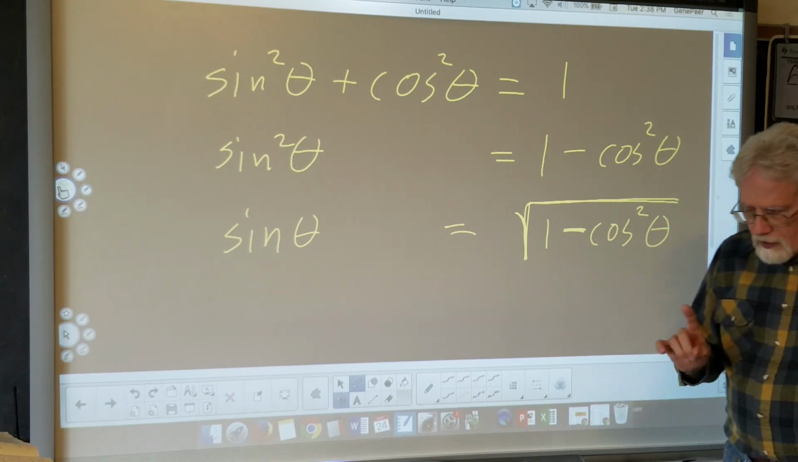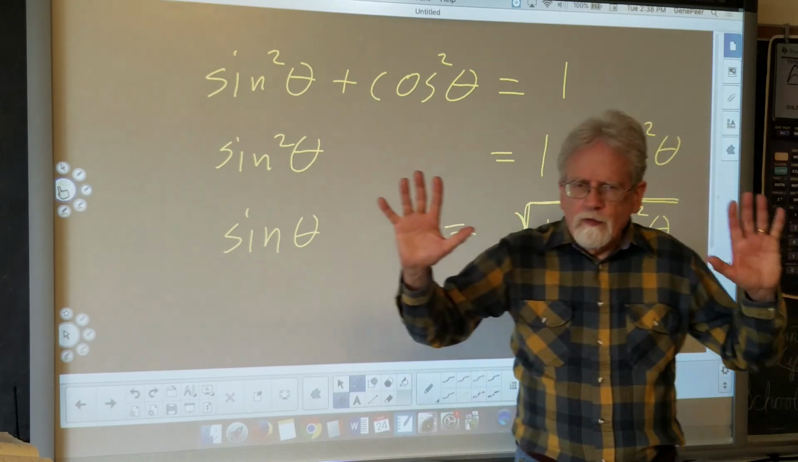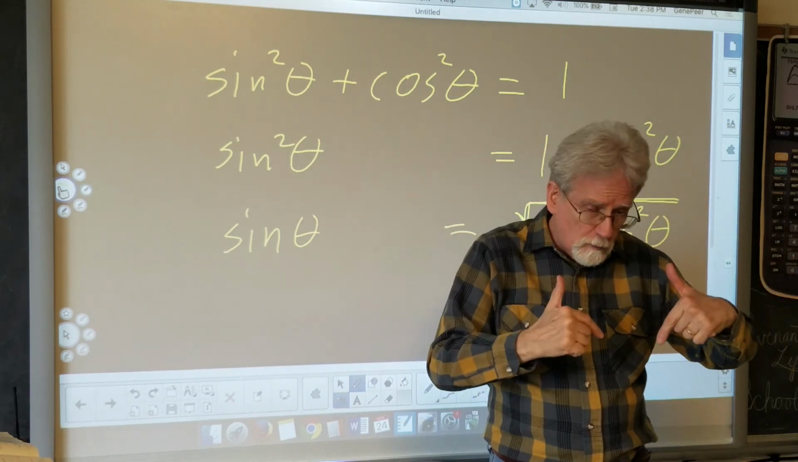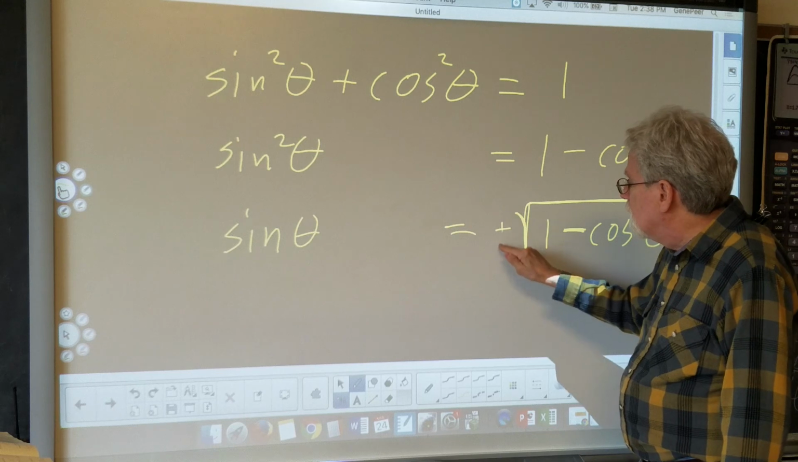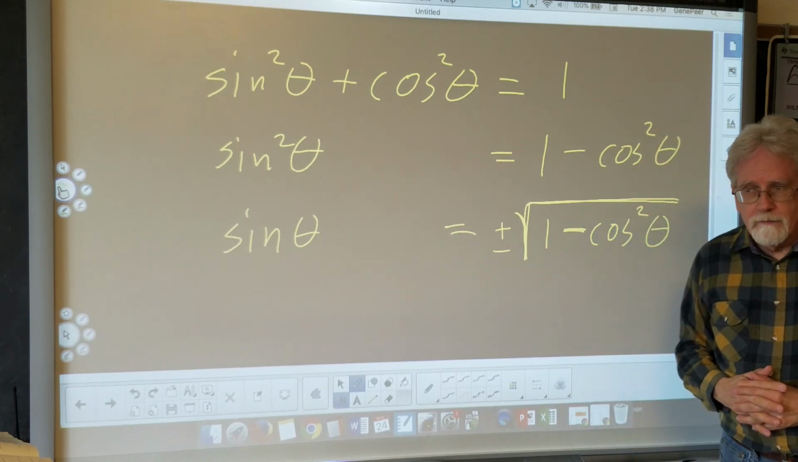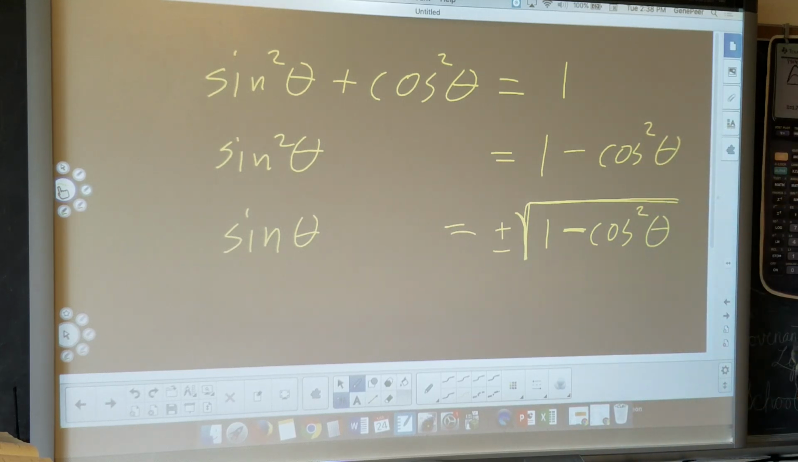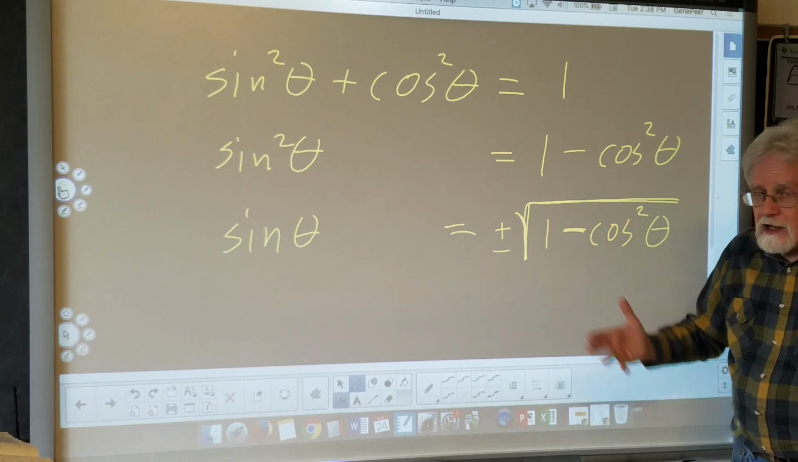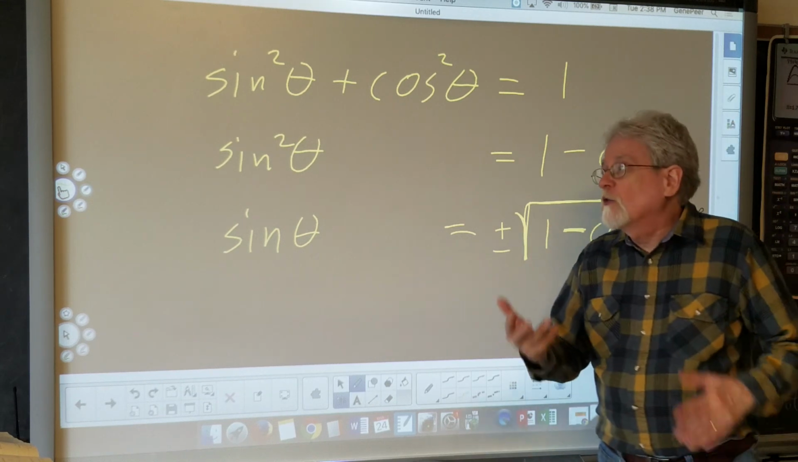But when you take the square root of both sides of an equation, don't you have to consider both the positive and the negative square roots? Oh yeah, plus or minus. However, you know something? We don't really care. What determines whether we want the positive or the negative? That's determined by what quadrant we're in.